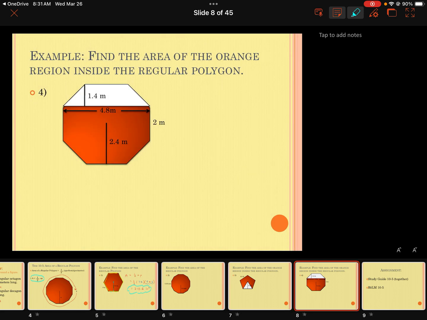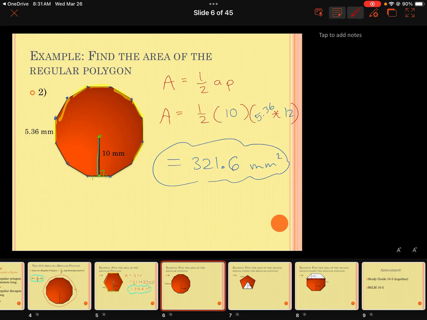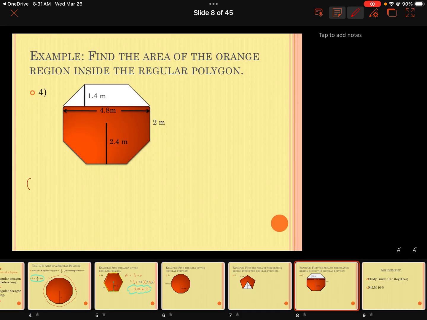Number 4, we're going to do the same thing. We're going to find the area of the entire thing. And this shape is a, let's count the sides, 1, 2, 3, 4, 5, 6, 7, 8. We're going to find the area of this octagon. And we're going to subtract away from it the white shape, which is a trapezoid. That'll give you the area of the orange.